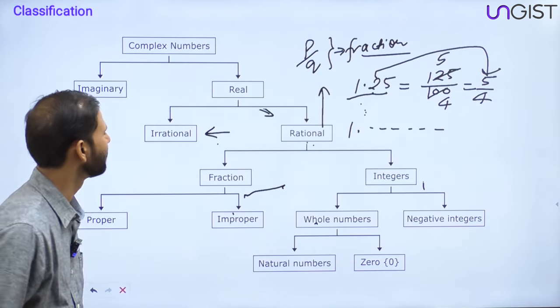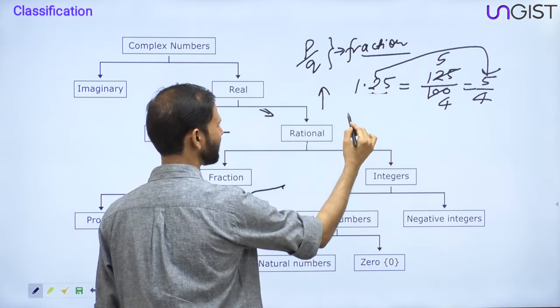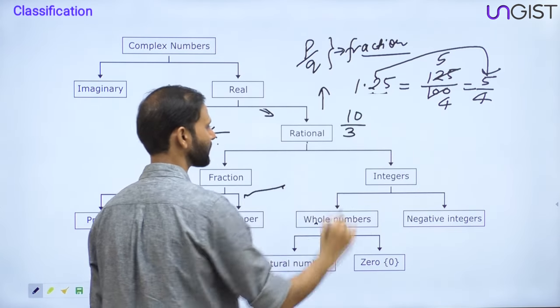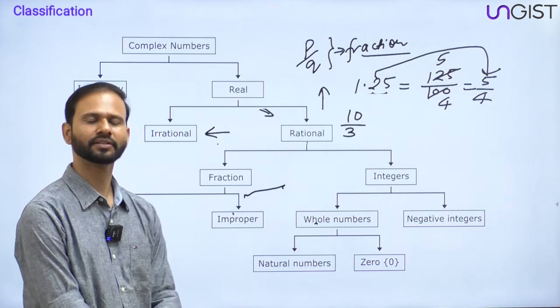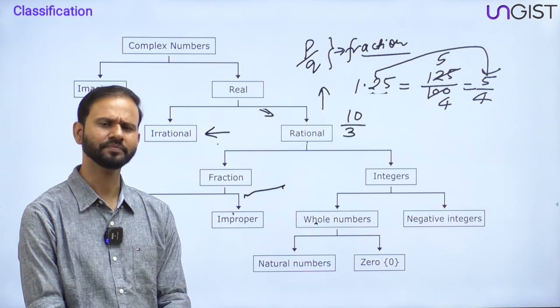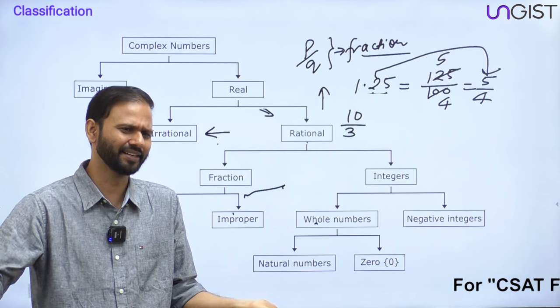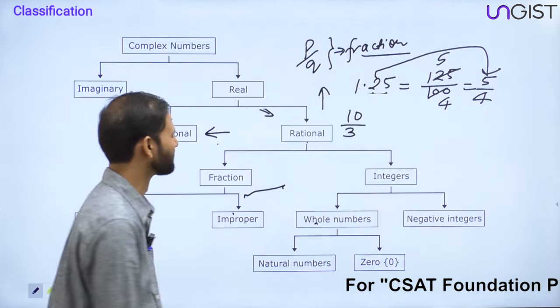Okay everybody, suppose that 10 by 3, right? 10 by 3, can you simplify this 10 by 3? Oh, it is 3.33333, right? You can simplify this, no problem, yeah. Fine.